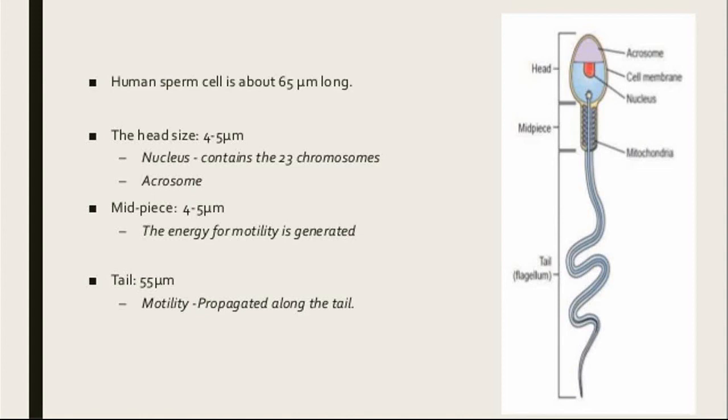It provides energy for motility. Neck measures about 0.3 micrometer. It is situated between the head and the middle piece. Tail measures about 50 to 55 micrometer in length. It stains red or pink. Motility propagates along the tail.